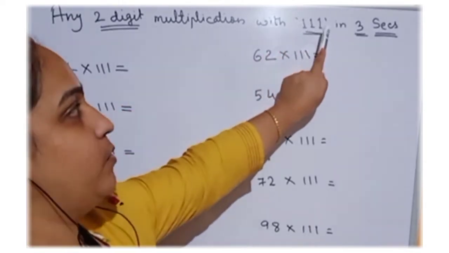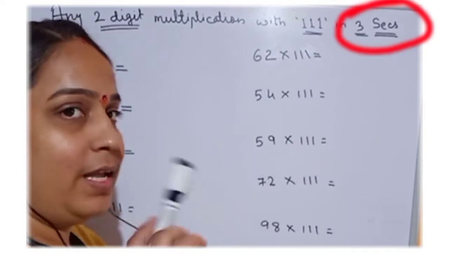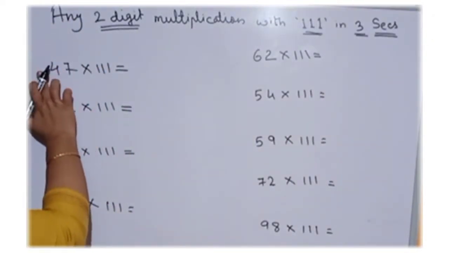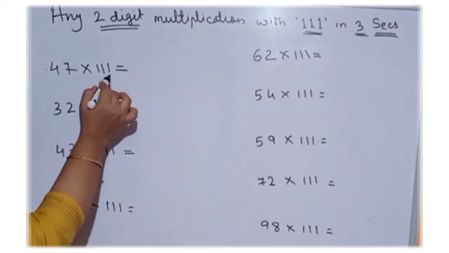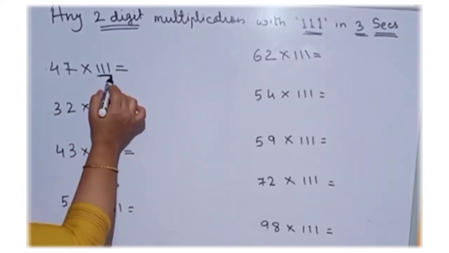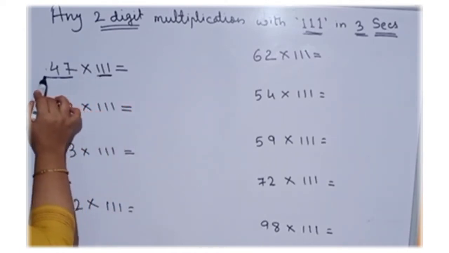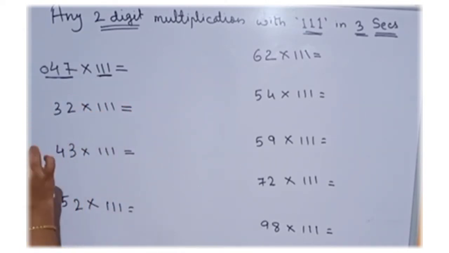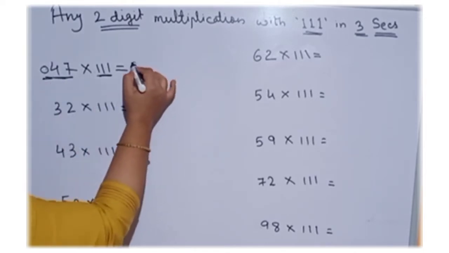कोई भी 2 डिजिट मल्टीप्लिकेशन को 111 के साथ करना है सिर्फ 3 सेकेंड्स में। लेट्स स्टार्ट। फर्स्ट ऑफ ऑल वी हैव राइट डाउन द क्वेश्चंस। 47 into 11। अब जैसे यहाँ पे आप देख रहे हैं, दिस इज द 3 डिजिट नंबर, so we have to make first this 3 digit, it will be at 0. Now we have to write 0 in first place.